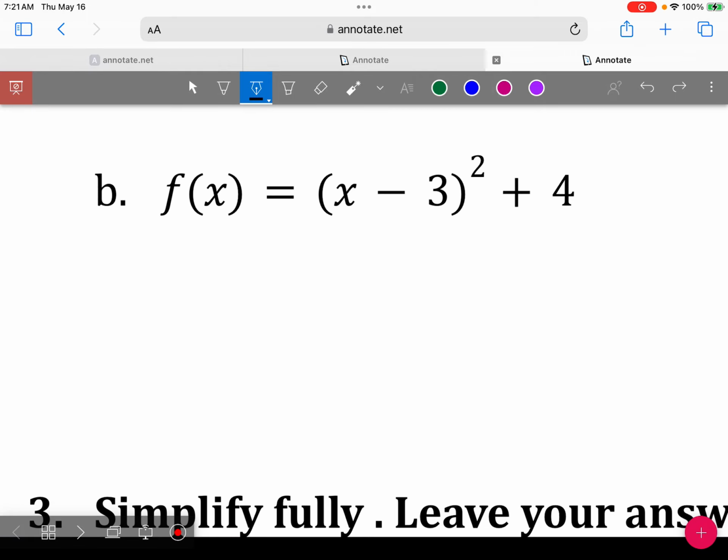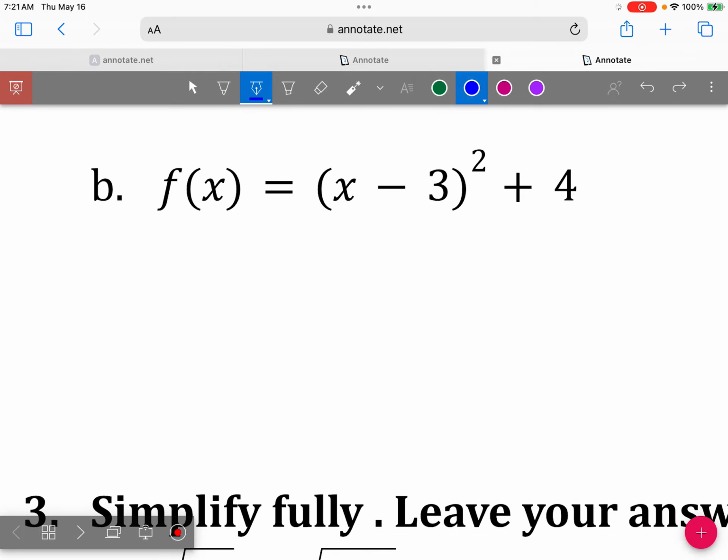All right, so 2b. When we're looking at these and finding the inverse, that means I need to take my x, my y, and have them change places. That's what it means to find the inverse.